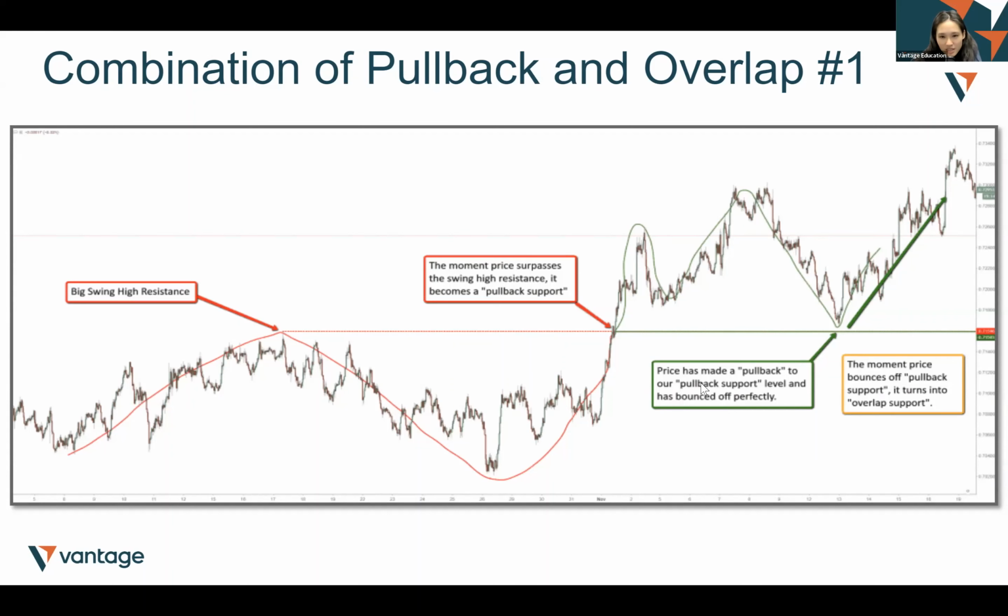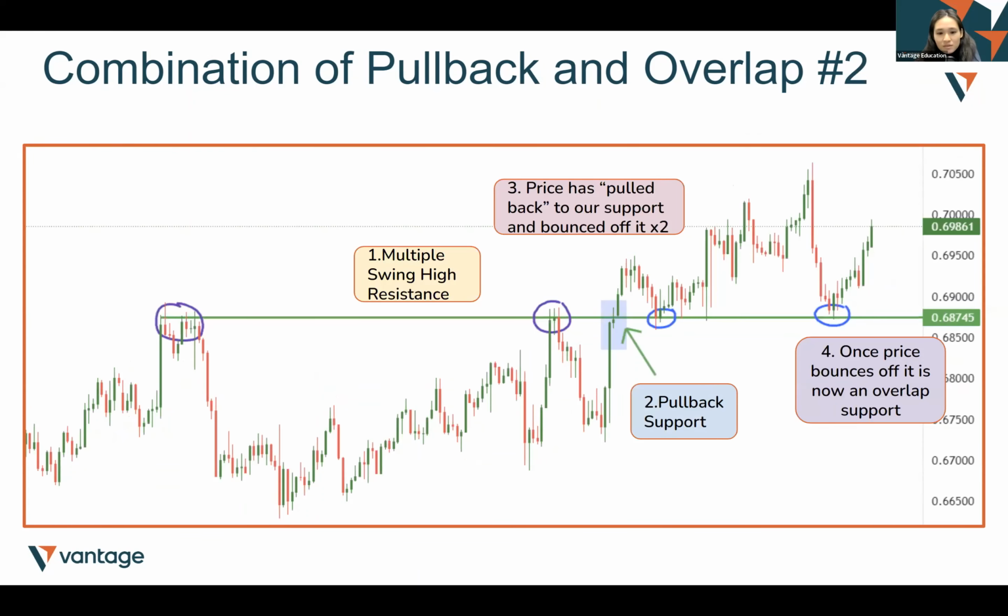Okay, but here's another example. So here we have two swing highs lining up. We have a swing high resistance. Once price has passed this level, so it broke our resistance level, we now call it a pullback support because we are expecting price to retrace or pull back to this level, the 0.68745 level.